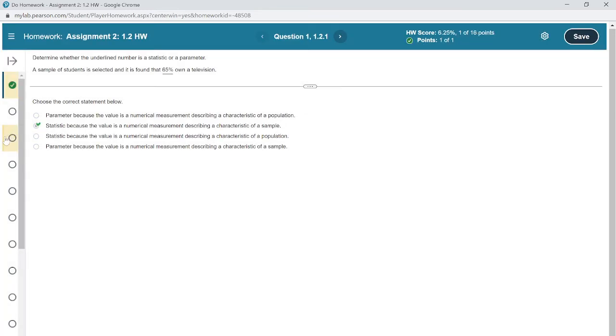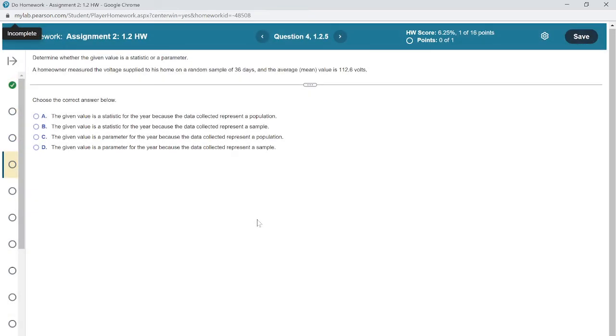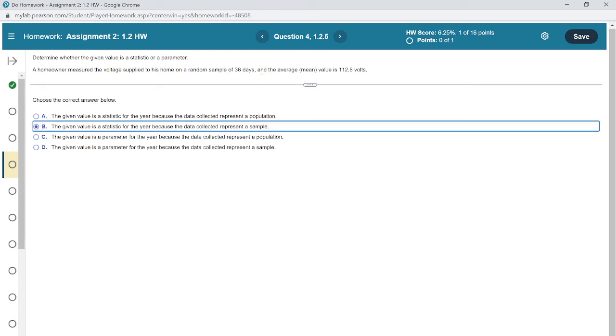Okay, so let's see another example here. Determine whether the given value is a statistic or parameter. A homeowner measured the voltage supplied to his home on a random sample of 36 days. So look at here, it's coming from a sample. The average mean value is 112.6 volts. Because it's coming from a sample, it should be a statistic. So the answer should be either A or B. If you read A, it says the given value is a statistic for the year because the data collected represents a population. No, it's not a population. The data is not a whole population. So we have to go to choice B.